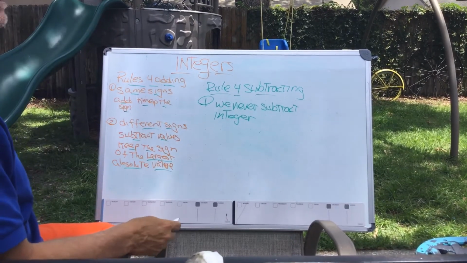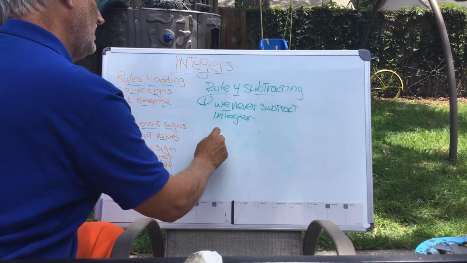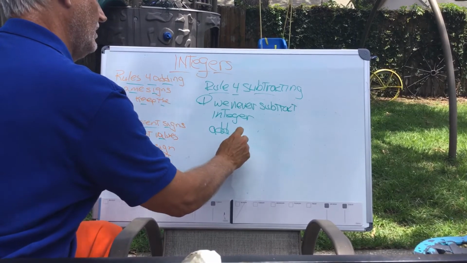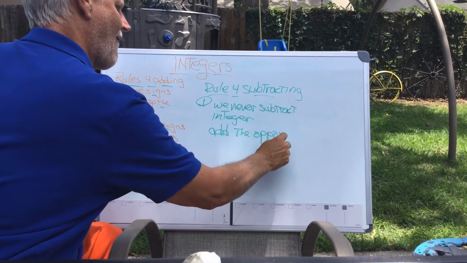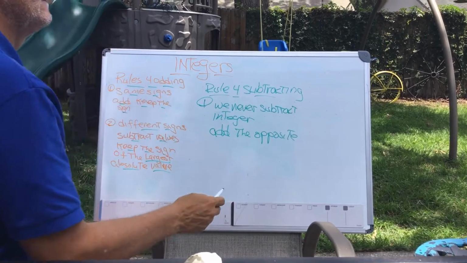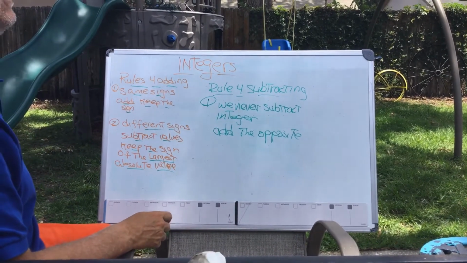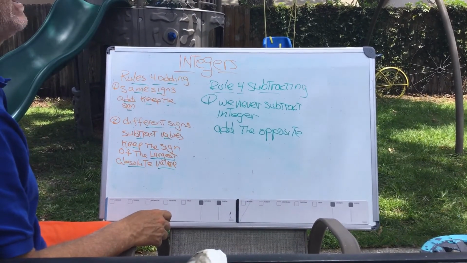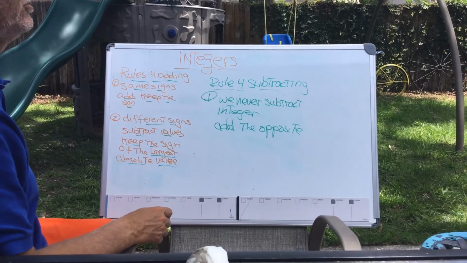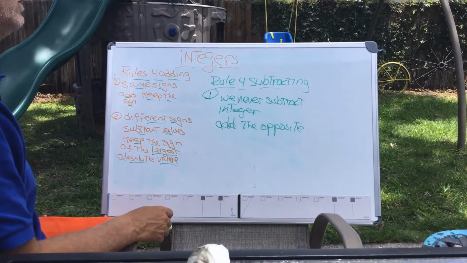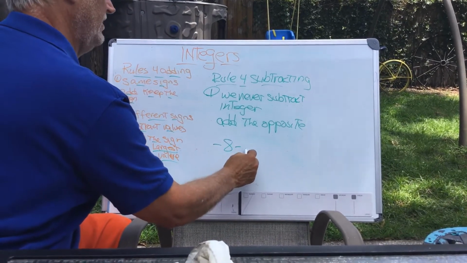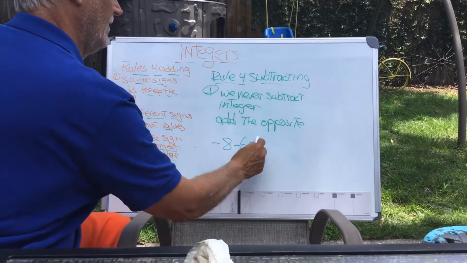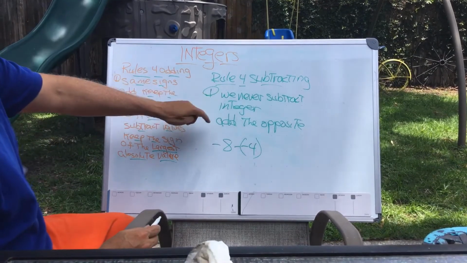We never subtract integers. We add the opposite. Now, in typical mathematical language, that's probably not exactly correct. However, if we do a problem, we'll do -8 minus -4, right? So we never subtract, we add.